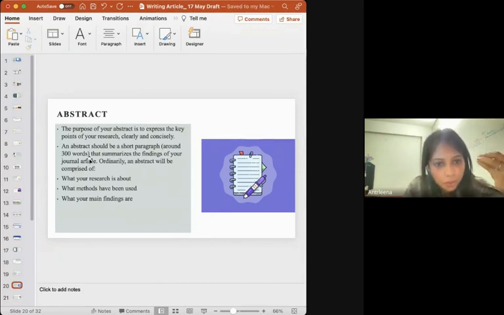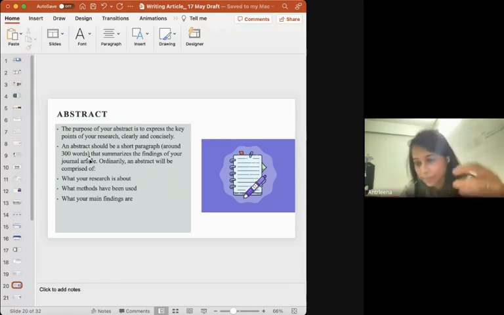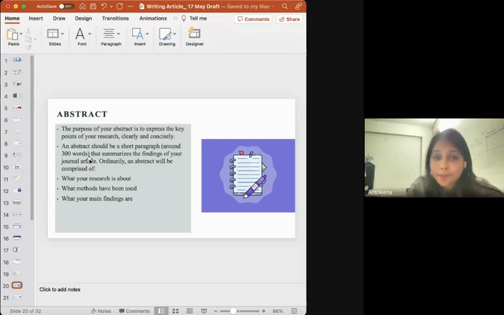So what you have to do is summarize, say everything that you're going to do in 300 words, which is tough work. But again, it will help you get published if it's done in a good way.